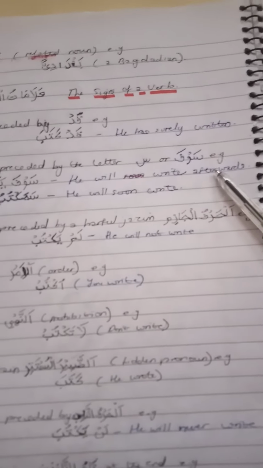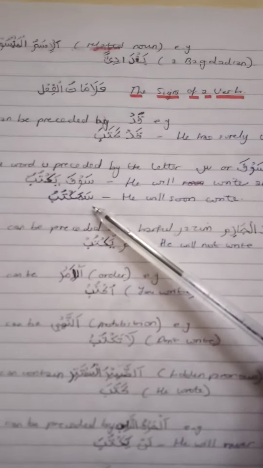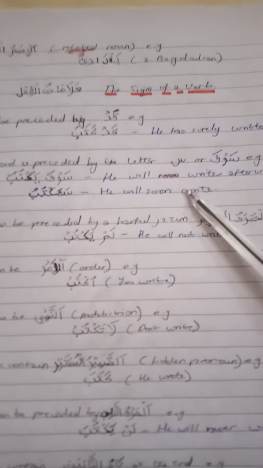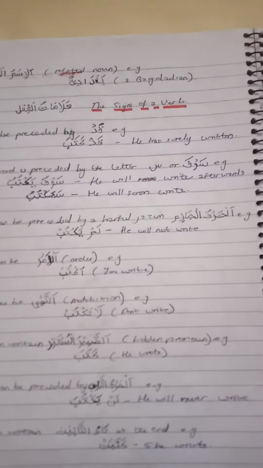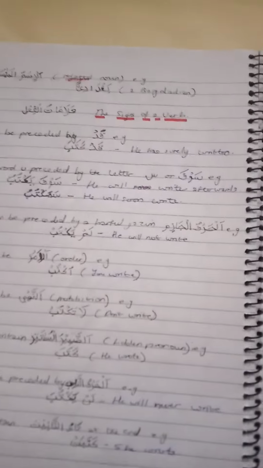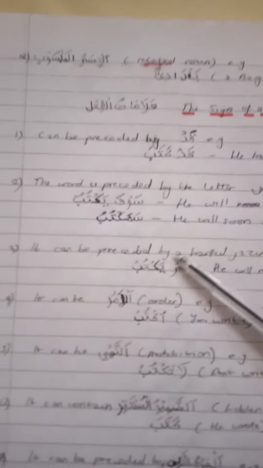The word is preceded by the letter sin or sawfa. So if you have sawfa yaktubu, it means he will write afterwards, or he will write later. Sa yaktubu, it means he will soon write. So sisters, do learn the difference between sa and sawfa. Sa means he will do soon, and sawfa means he will do later in the distant future. So that's another way of remembering them.